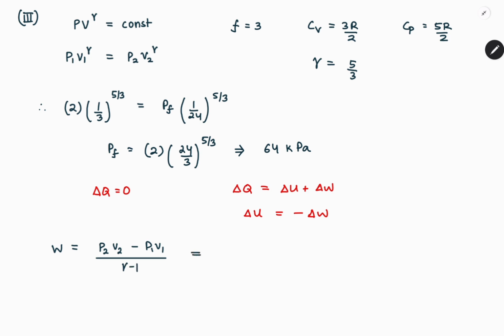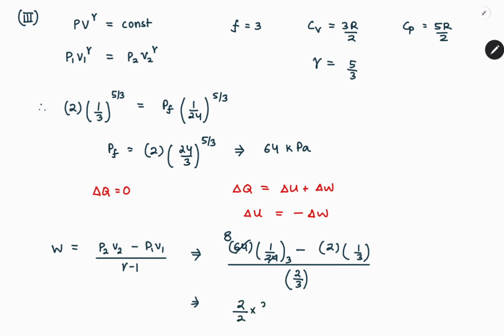So if we use this aspect, 64 multiplied by 1 by 24, minus P1 V1, 2 multiplied by 1 by 3, divided by gamma minus 1. So gamma is 5 by 3 minus 1, that is 2 by 3. So over here we can solve it to obtain 8 by 3, 2 by 3, 6 by 3. 6 by 3 means 2 upon 2 by 3. So we get value 3.